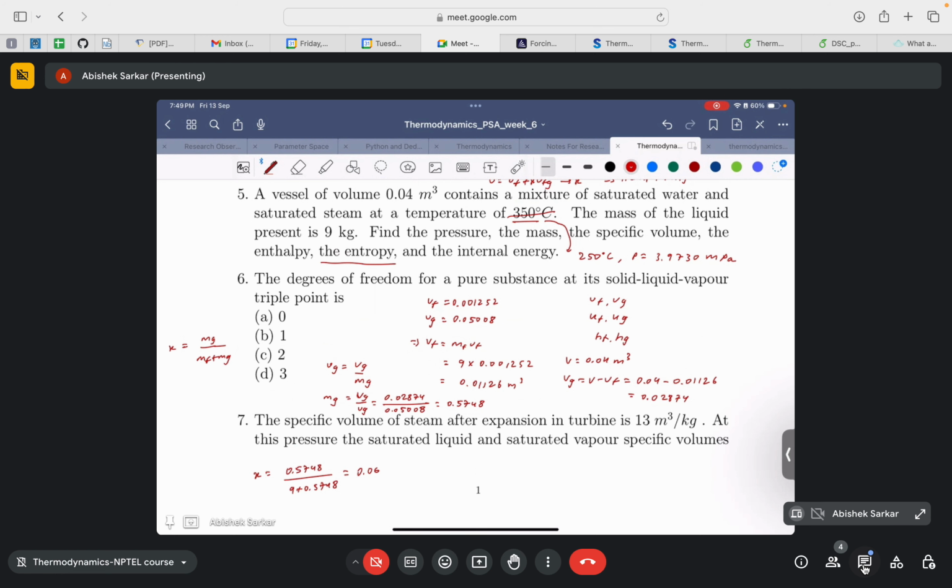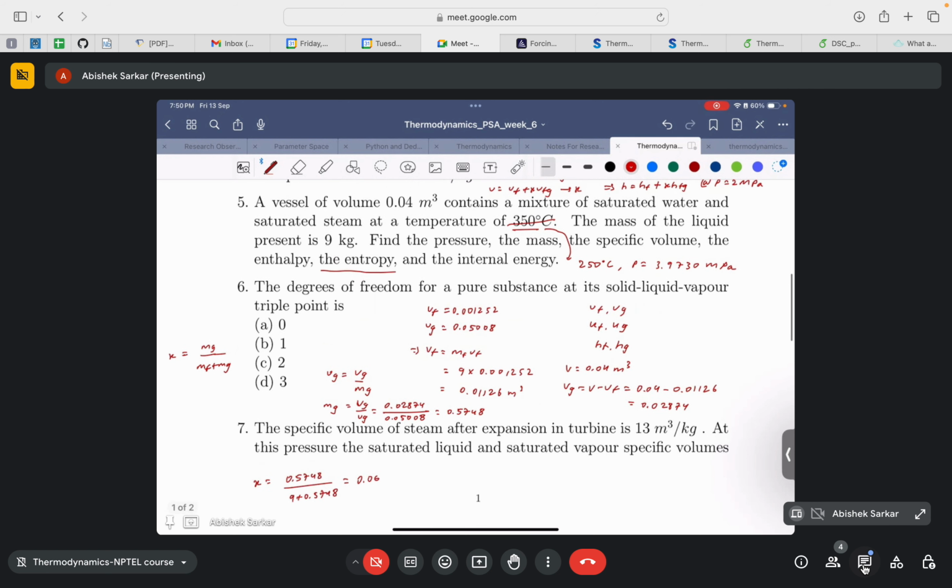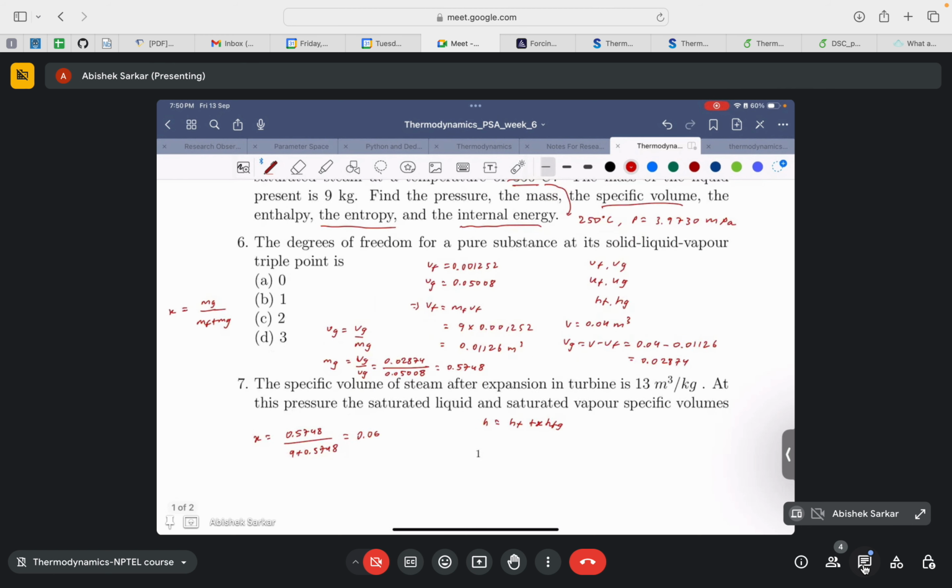So now, since you know the dryness fraction, you can find the value of all other properties. Just tell me the value of the specific enthalpy. Leave the other properties, it's a simple repetition of the steps. We need to save time to solve some other questions as well, that's why I'm just saying. Just tell me the value of the enthalpy.